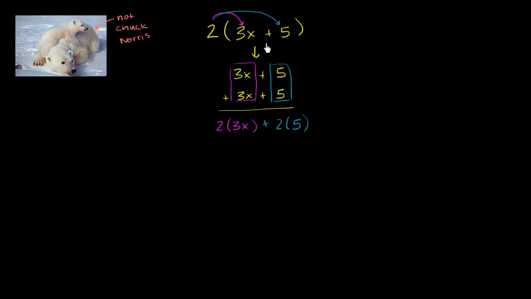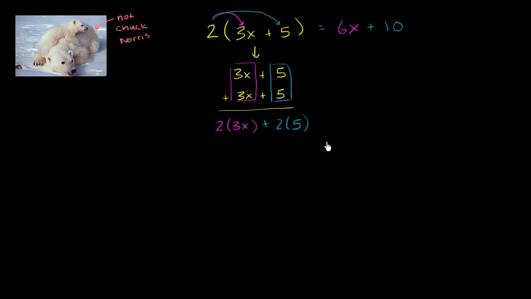And I would tell you, yes, it is. And the whole reason why I'm doing this is just to show you that it is exactly what you already know. But with that out of the way, let's continue to simplify it. So when you multiply the 2 times the 3x, you get 6x. You multiply the 2 times the 5, you get 10. So this simplified to 6x plus 10.